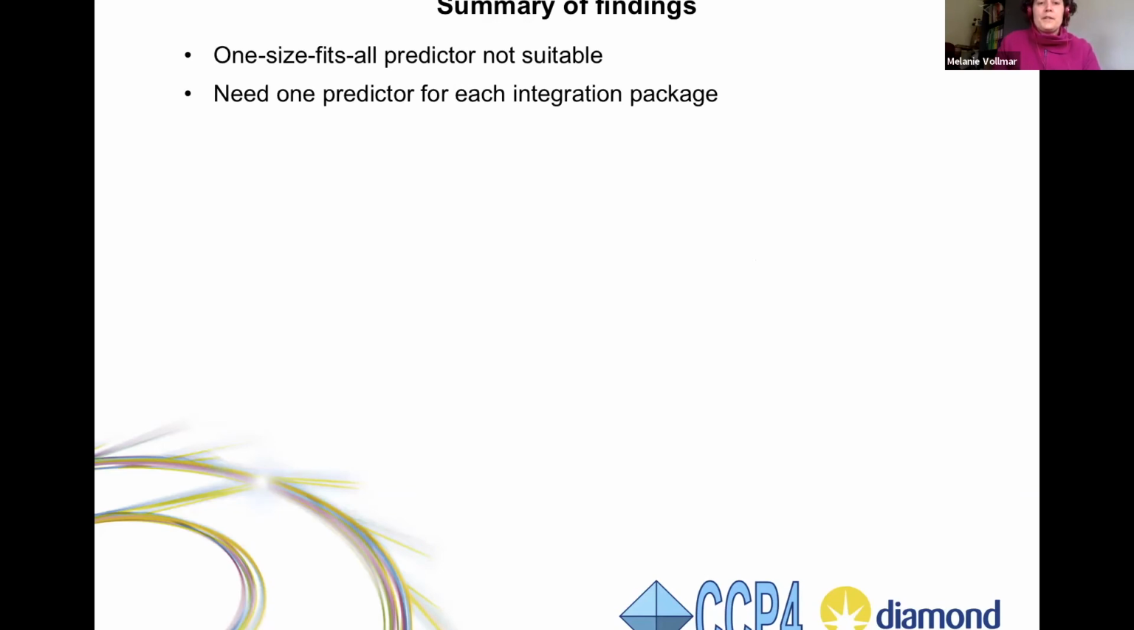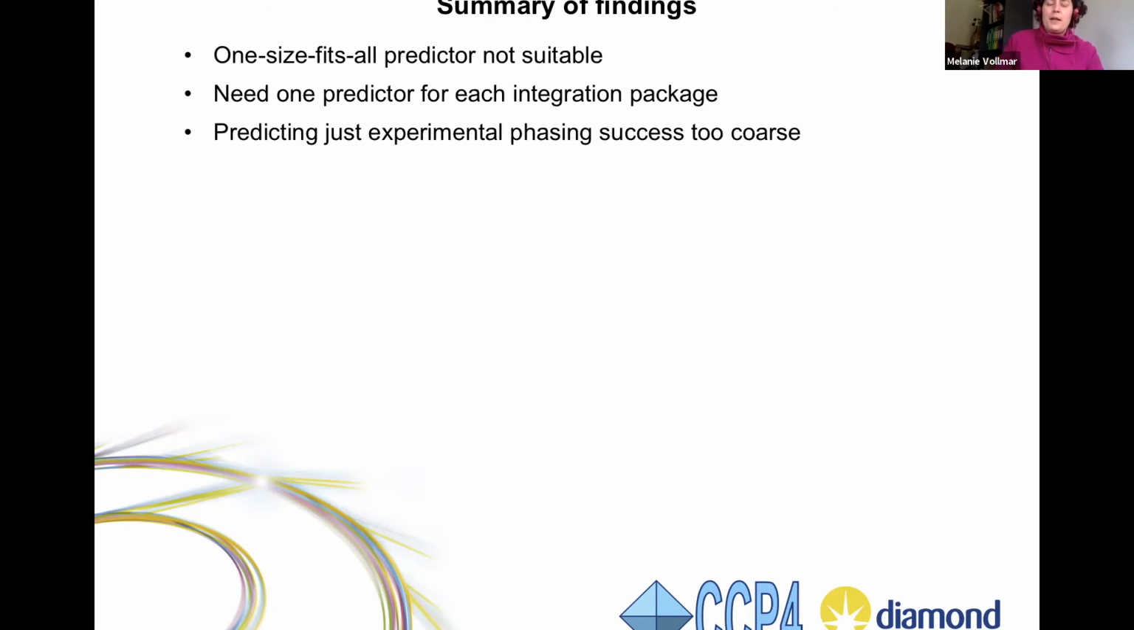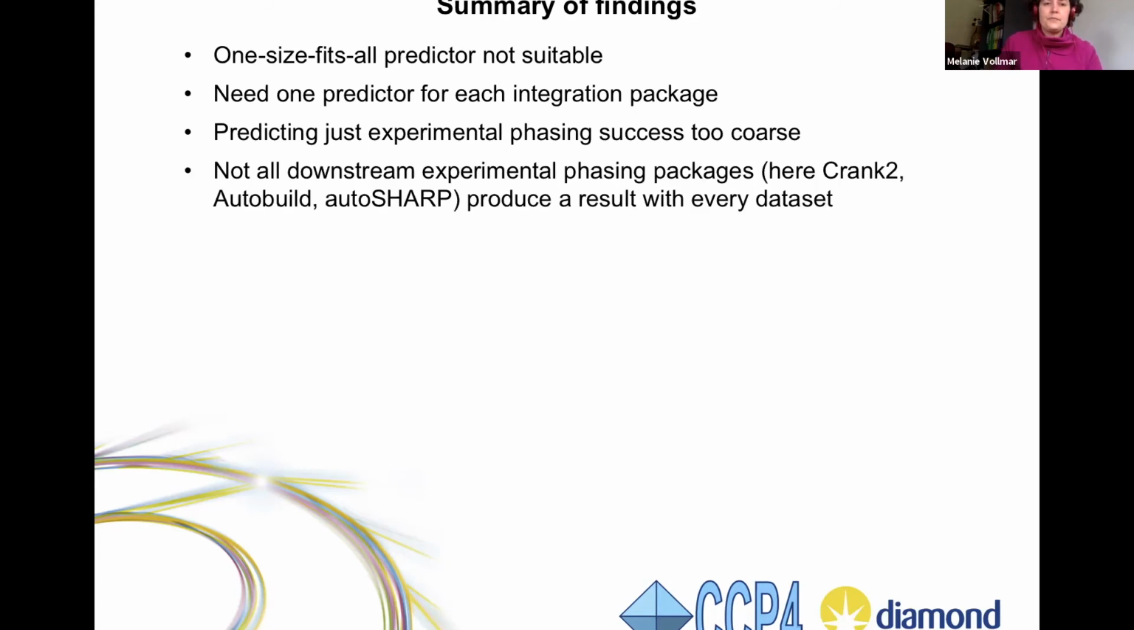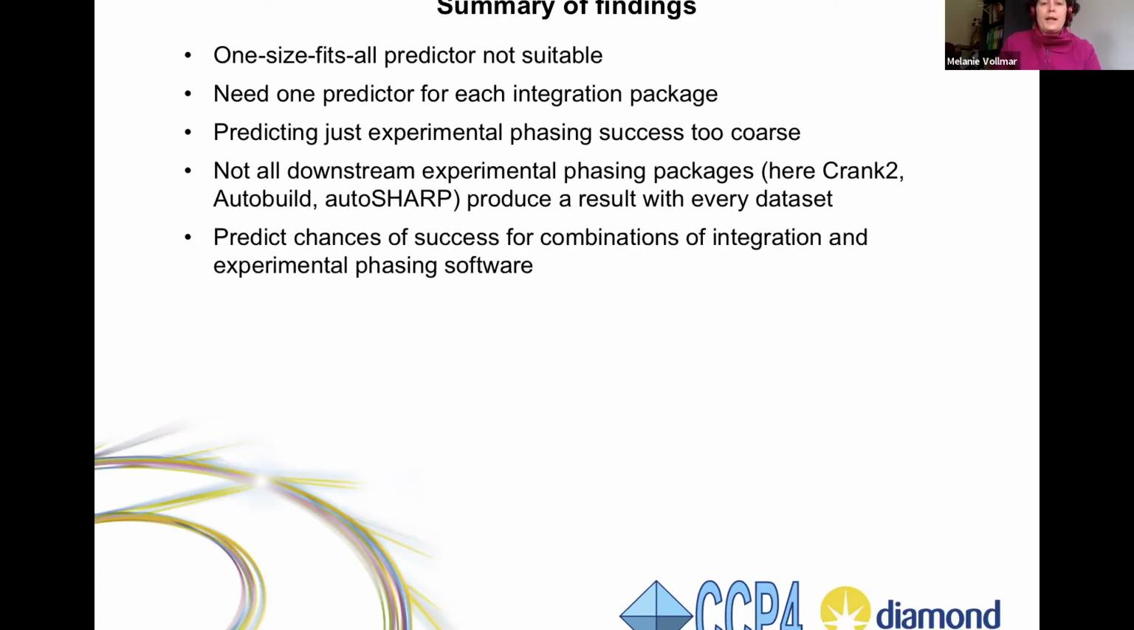So I need one predictor for each integration package. The other thing is that just saying my experimental phasing will work yes or no, as I currently do, is probably not fine-cut enough, since I have three different pipelines within the Big EP wrapper, AutoSol, Crank2, and AutoSHARP, and they perform differently depending on what data I have. So I need to make predictions for the individual packages rather than just saying a simple yes or no. Essentially I need to be far more fine-cut about what I want to predict.